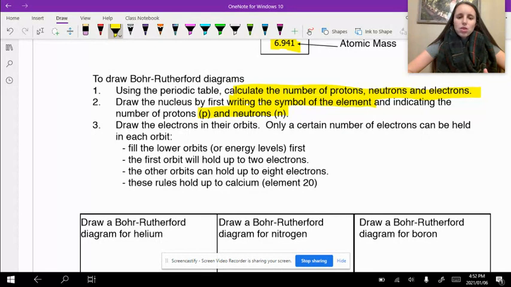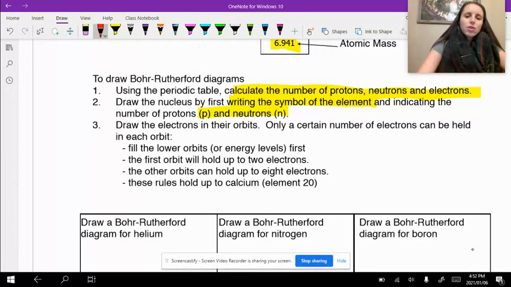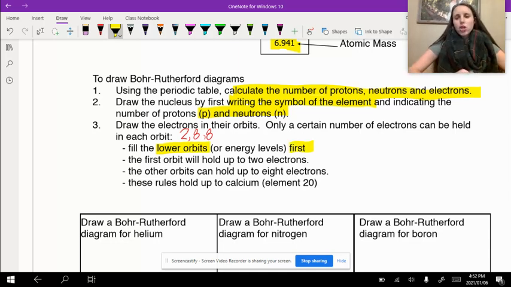Just a couple of rules around that. Just a reminder, the number of electrons in the orbit, there are maximums. So you can fit 2 electrons in the first orbit, 8 in the second, 8 in the third. You always want to fill the lower orbits first. So you have to start on the first shell, fill the first shell. If that's filled, go to the second shell, go to the third. Just a reminder, the first shell can hold 2 electrons.